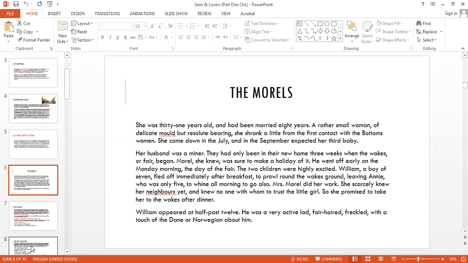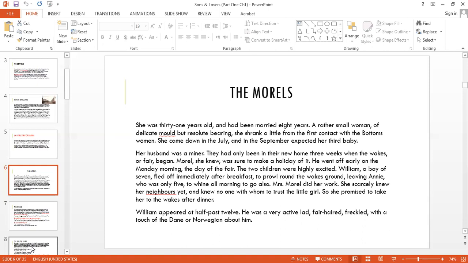You see the exchange in men and women roles. Here, there's a heavy emphasis on women. She was 31 years old. She had been married for 8 years. She's rather small and delicate, but she is very strong in personality. She's pregnant with her third child.